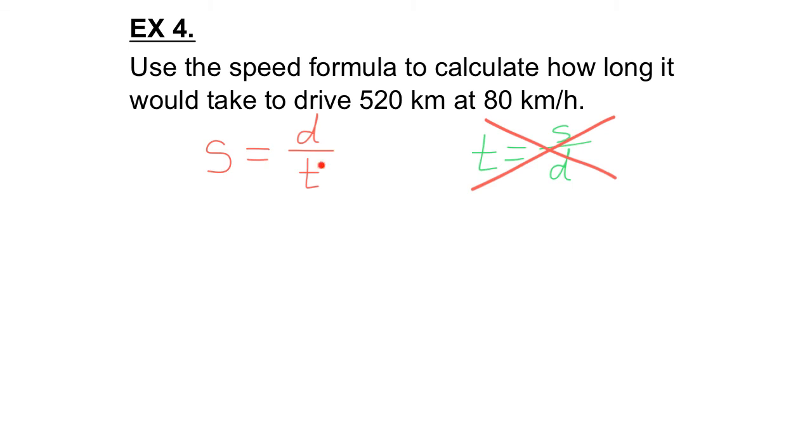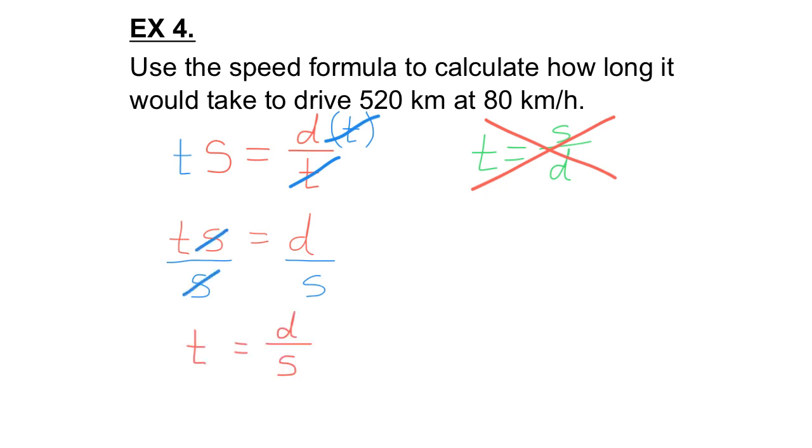The reason people get tricked here is because the variable we want to isolate is on the bottom of the fraction, so they get confused. So anytime you see a fraction, remember, to get rid of the fraction, multiply by the denominator, whatever the denominator is. So for this, let's just multiply both sides by t. So we end up with t times s on the left equals d on the right. Now we can isolate for t by dividing both sides by s. So we end up with t equals d over s. Time is the distance divided by the speed.